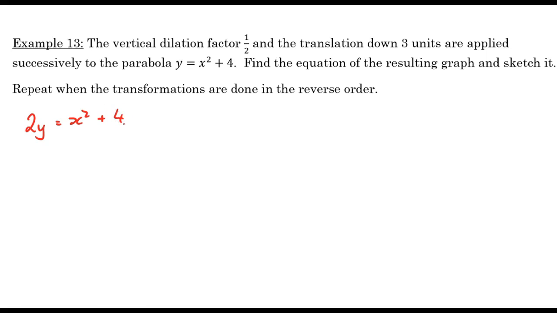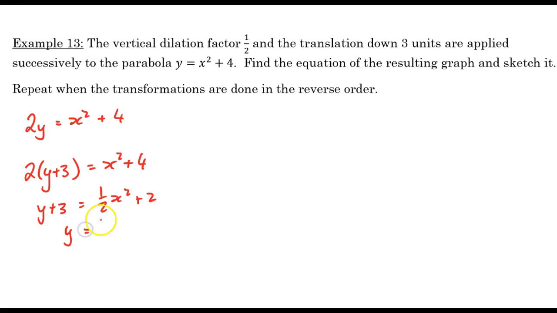Okay. Now I need to translate it down 3 units, so I replace y with y plus 3. I'm going to get 2 times (y plus 3) equals x squared plus 4. If I rearrange this, I'm going to get y plus 3 equals half x squared plus 2, halving everything. Subtracting 3, I get y equals half x squared minus 1.